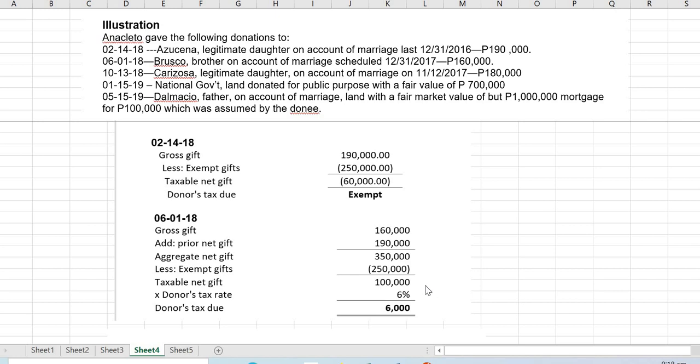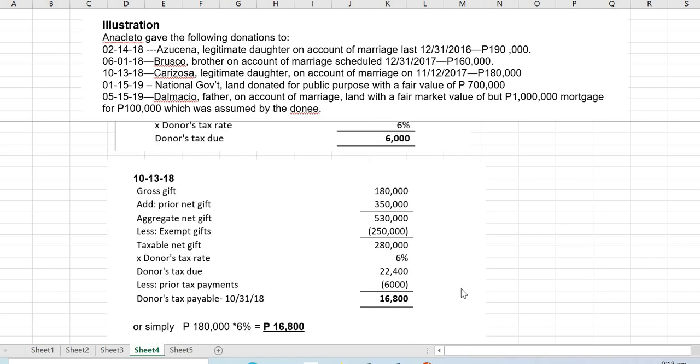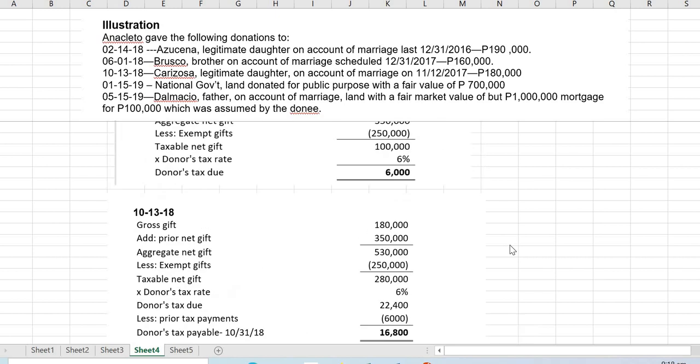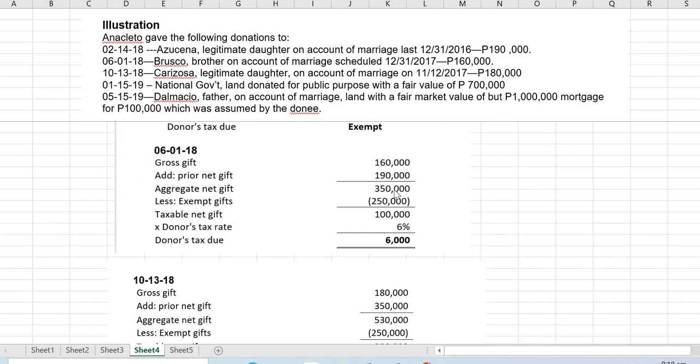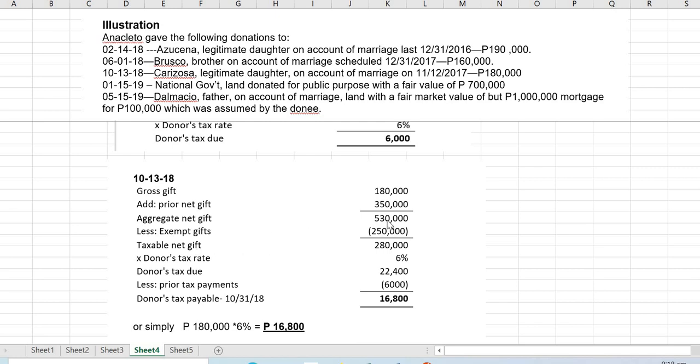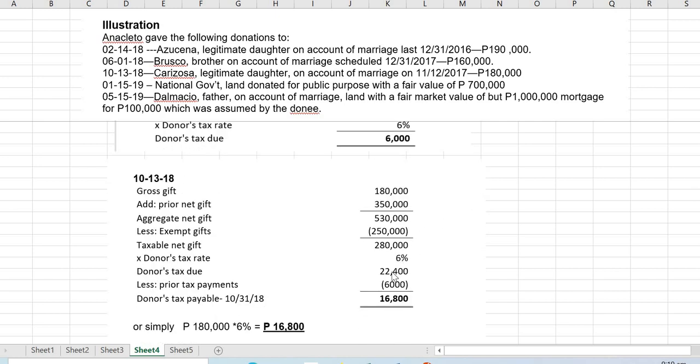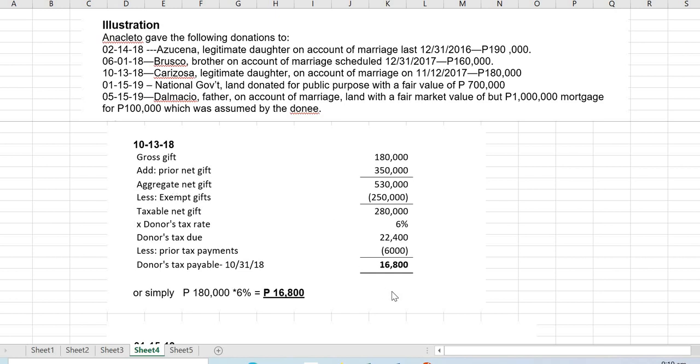Next, on October 13, the net gift has no deduction. So, the gross gift equals the net gift, 180. So, add the prior net gift, the last aggregate of 350. So, the aggregate net gift is 530. So, 530 less 250, exempt gift. The taxable net gift is 280 times 6%. So, the donor's tax due is 22,400. Then, just less the 6,000 you already paid in June. So, what you pay on October 13 is just 16,800.